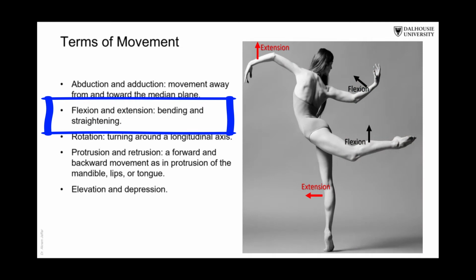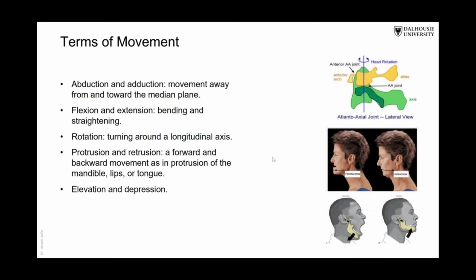These same terms of movement are used for the knee joint, for example, but they are in the opposite direction. So for example, in the knee joint, if you try that on yourself, when you do extension, it's an anterior movement. But when you do extension of the elbow joint, it is a posterior movement. But for both of them, extension is straightening and flexion is bending.